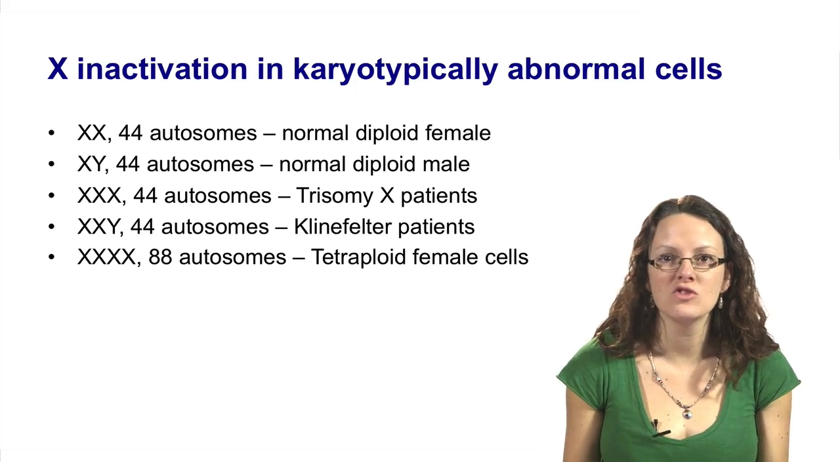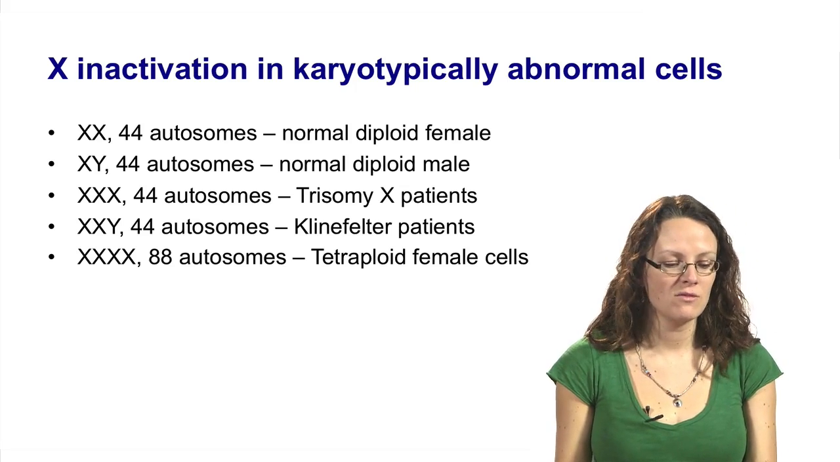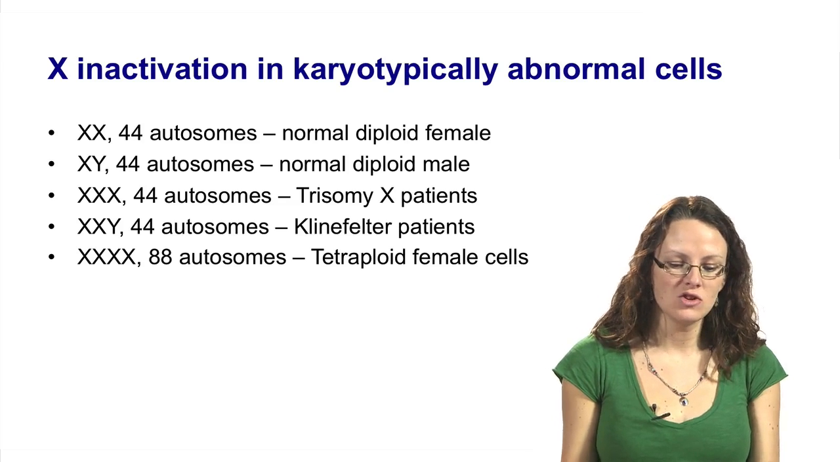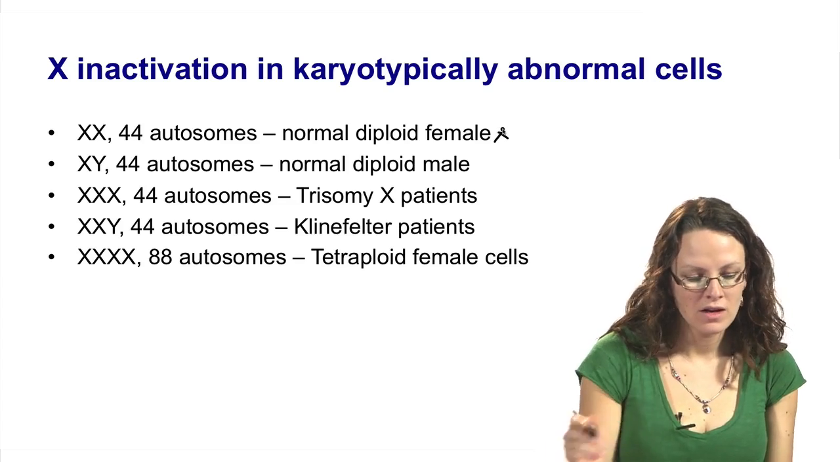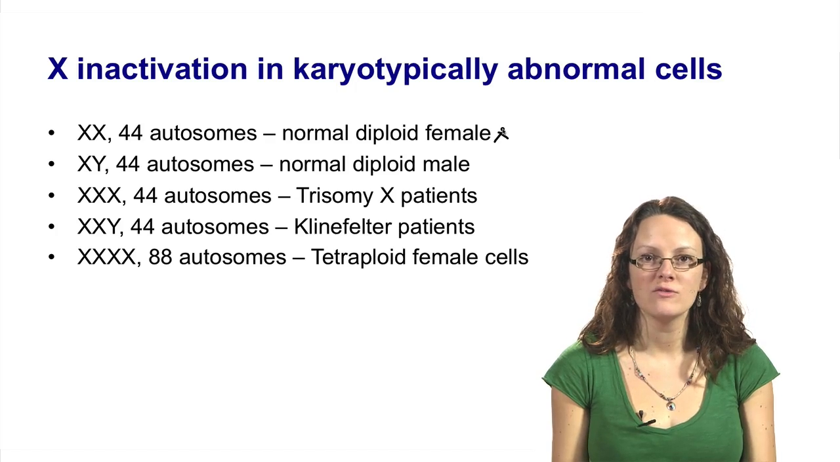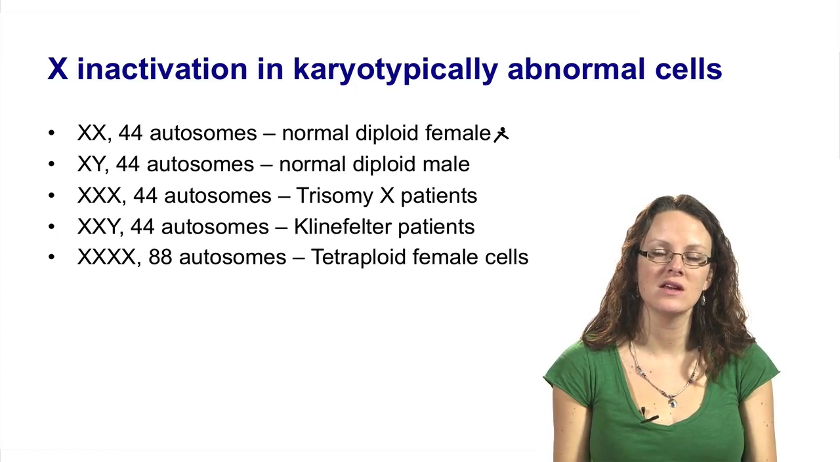So let's think about the two normal cases first. We know that in female mammals you have 2 X chromosomes and 44 autosomes. This is in a human. This is a normal diploid female. In normal males you have 1 X chromosome, 1 Y chromosome, and still 44 autosomes. But then there are different cases where this is not the case.